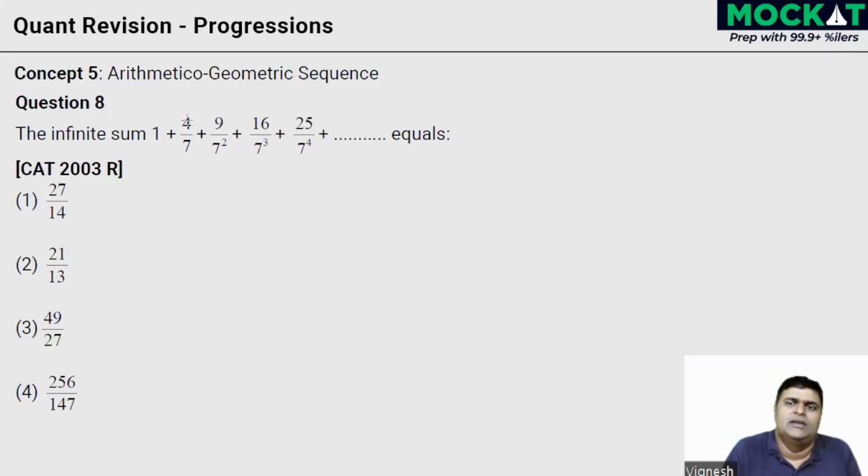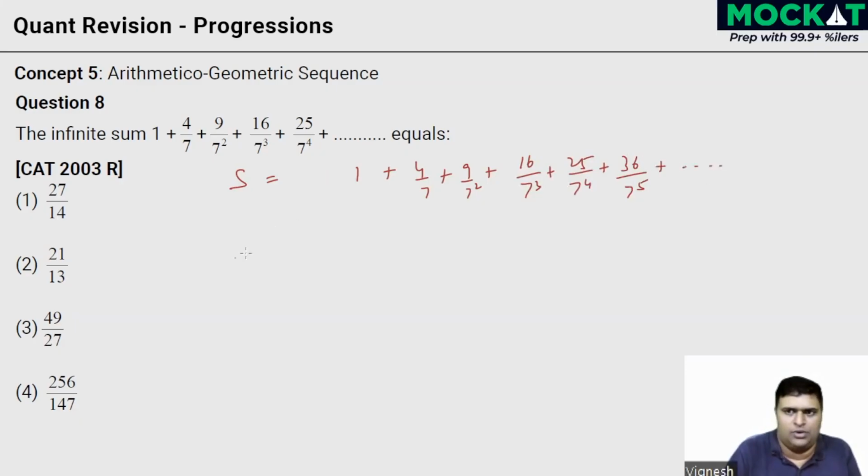So what do we do? For squares, the difference of differences is a constant. So probably two times I would take the difference. So what shall I do over here? I'll write let S be equal to 1 plus 4 by 7 plus 9 by 7 square plus 16 by 7 cube plus 25 by 7 power 4 plus 36 by 7 power 5. I'll just write one more, right? And then dot, dot, dot.